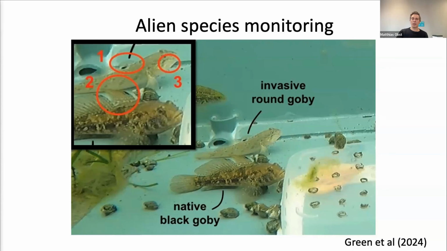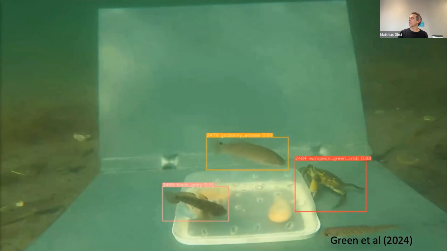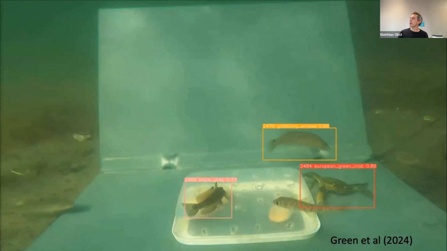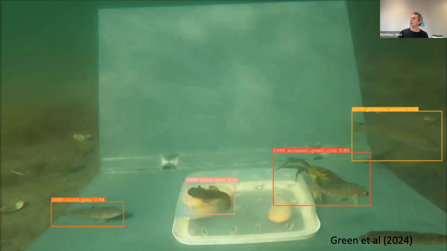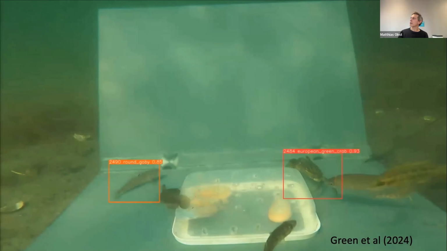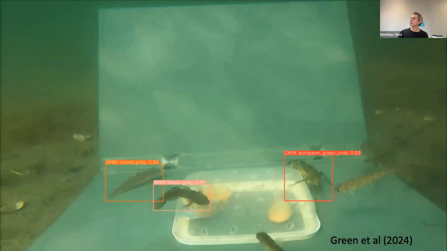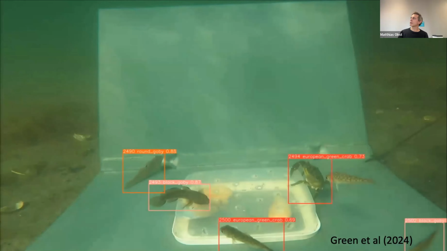And we tested if we can see the difference. And you see here that it actually does. So the pink one is the black goby, and now the invasive species comes in, and the model is pretty good at seeing the difference.